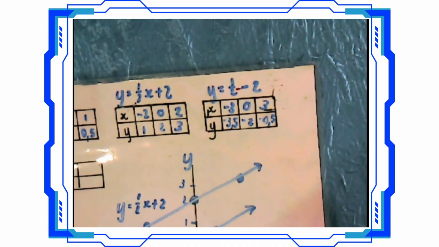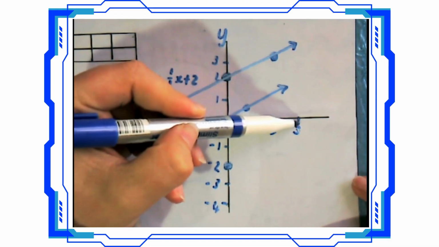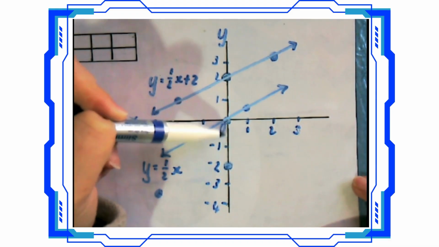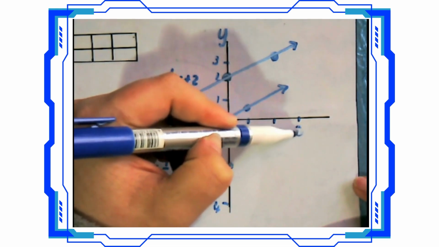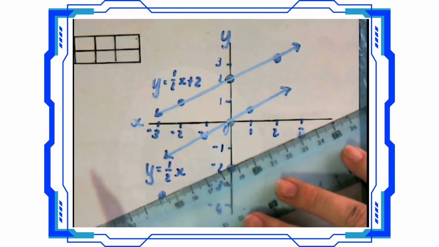Then the last one is 3 and -0,5. So these 3. -0,5 is between 0 and -1. That's going to be there. Now I have my 3 dots. What do I do? Just go and connect them.